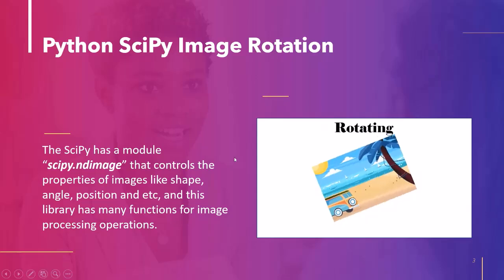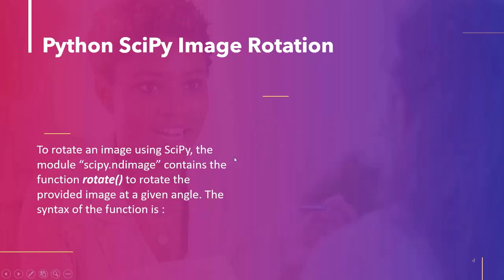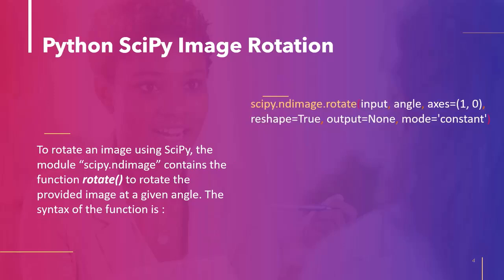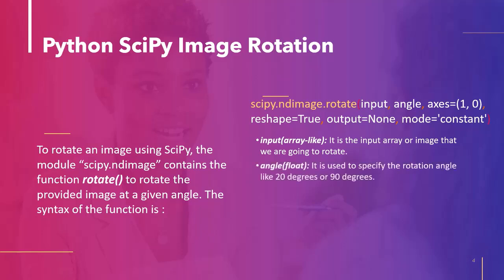The module scipy.ndimage contains the rotate method which rotates the given image at a specific angle. The function syntax is as follows. The function has several parameters. Let's know about these parameters. Input. It is the input array or the array of values of images. Angle. It describes the rotation angle such as 20 degrees or 90 degrees and so on.